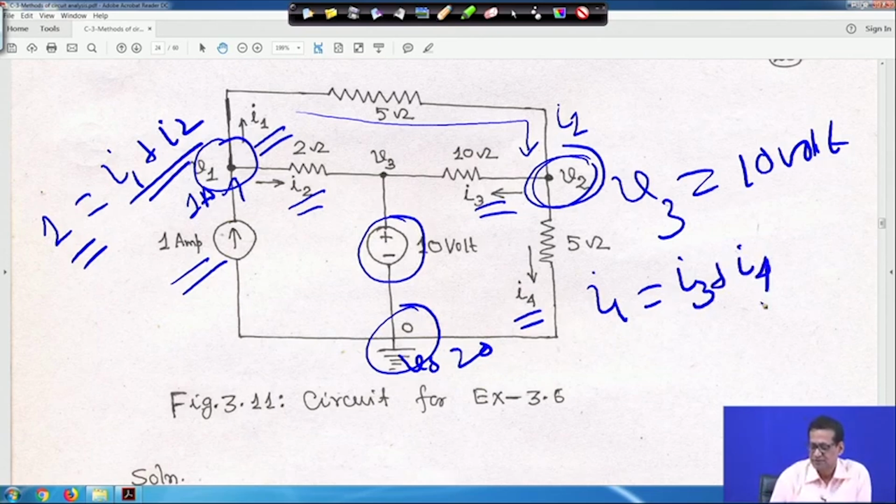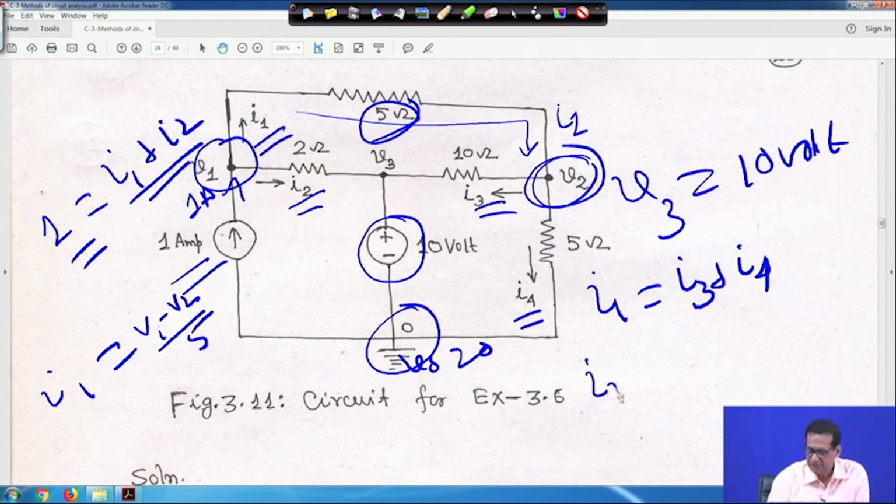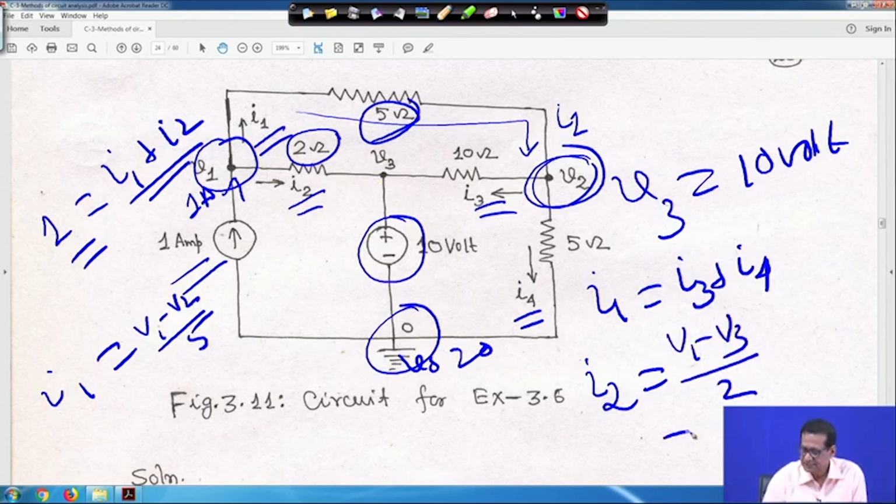Next, you have to find out I2. I1 is equal to (V1 minus V2) upon 5, this is I1. And I2 is equal to, here it is 2 ohm, so (V1 minus V3) upon 2, where V3 is equal to 10 volt, so (V1 minus 10) upon 2.